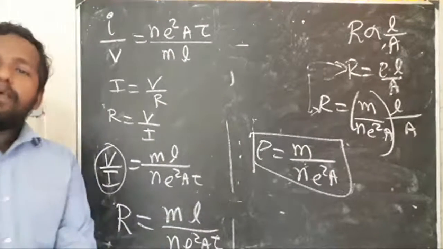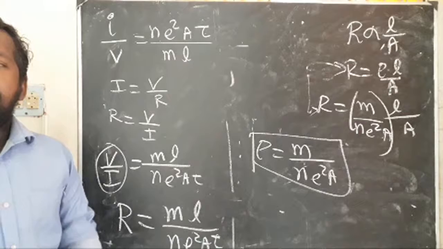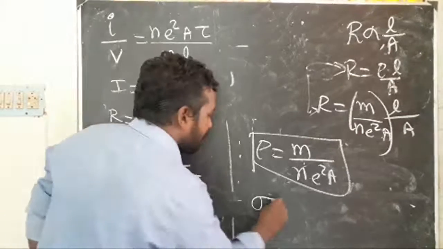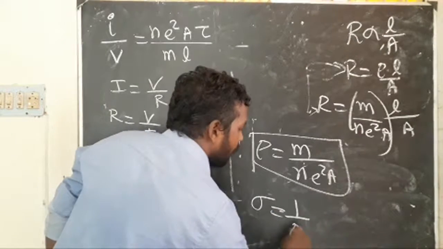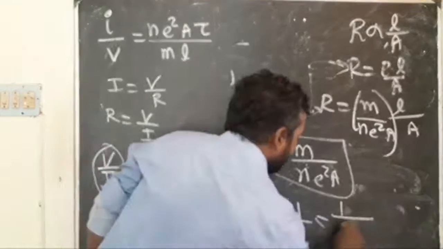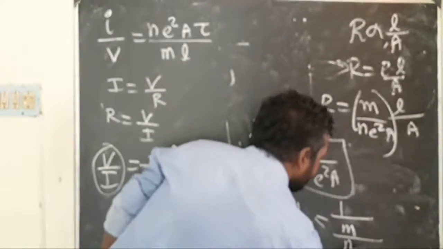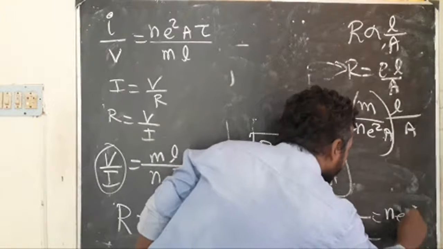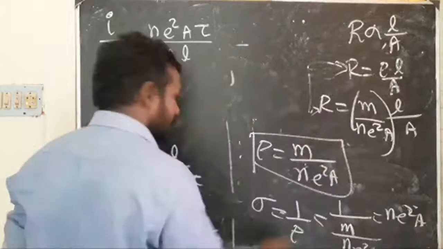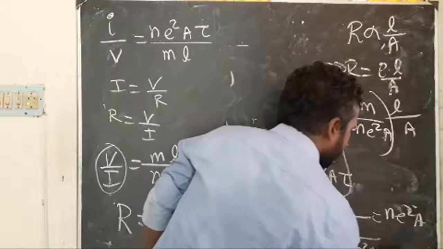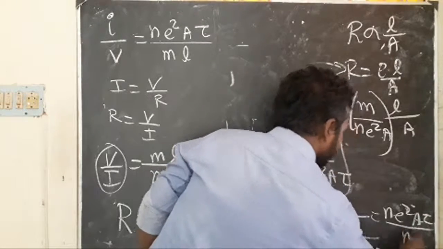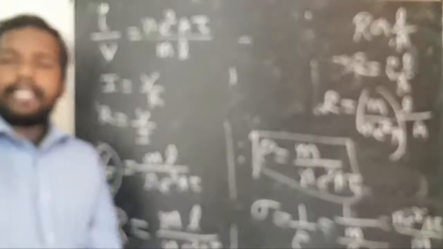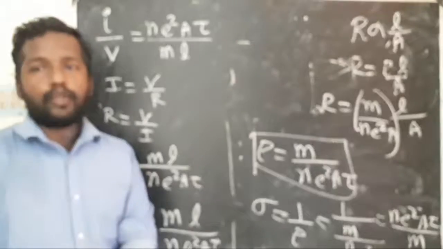Now what is conductivity? Conductivity is inversely proportional to resistivity. So sigma is 1 divided by rho. Now 1 divided by m divided by n e square tau, if you bring this as numerator, n e square tau divided by m. This is the conductivity. So resistivity is inversely proportional to the conductivity.